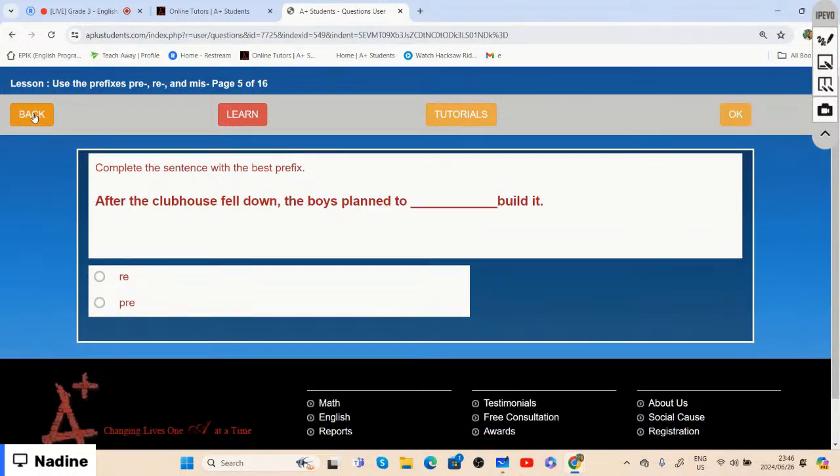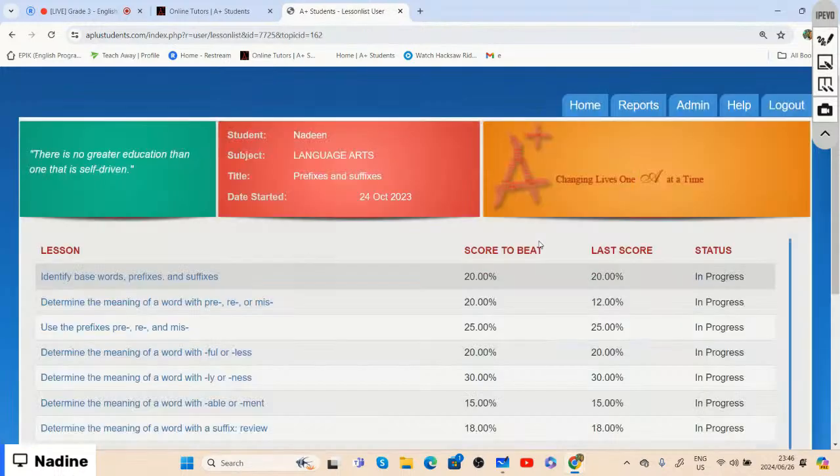Well done. All right, so that is the end of our lesson on prefixes, suffixes, and base words. We said a base word is a word that can stand on its own, and you can either add a prefix in front before a base word, or you can add a suffix after a base word, right? And then we had to determine and use prefixes pre, re, and miss. And we said that pre means before, re means again, miss means either incorrectly or wrongly. And once we add pre, re, or miss to a base word, it changes the meaning of the word.